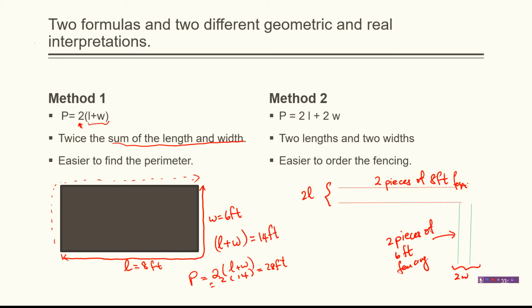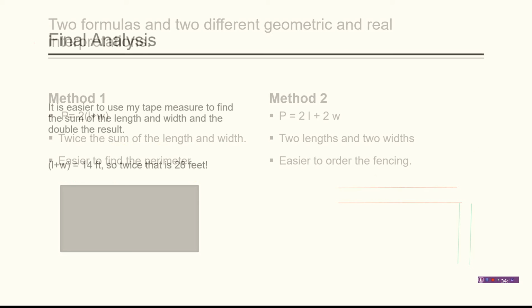So although we have the same value, let's check this out. 2 pieces of 8, so 2 times 8 plus 2 times 6. Following our order of operations, we get 16 plus 12. 16 plus 12 is 28, so we have 28 feet. We do arrive at the same answer in both cases.